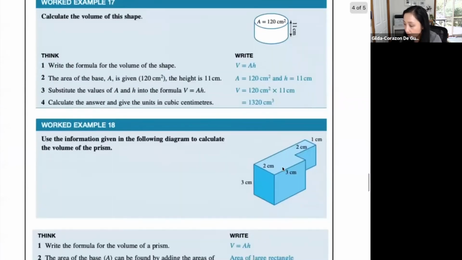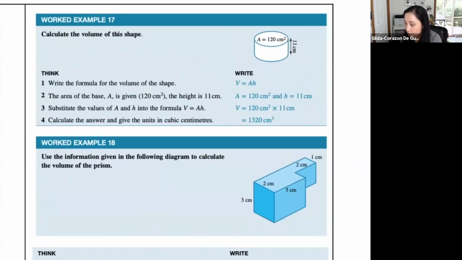Okay, so the same thing when you have a circular base. You don't call that a circular prism, but there's a special name for it. Anyone who knows what's the special name for that? Yes, cylinder. When we have a cylinder, the area is already given there, which is 120. Therefore, if you have 120 multiplied by the height, 11, you get 1,320.